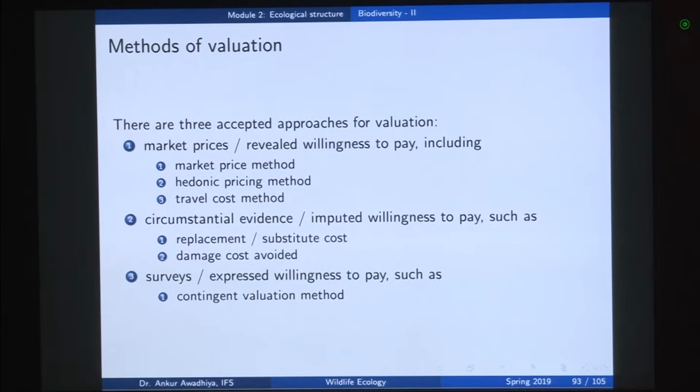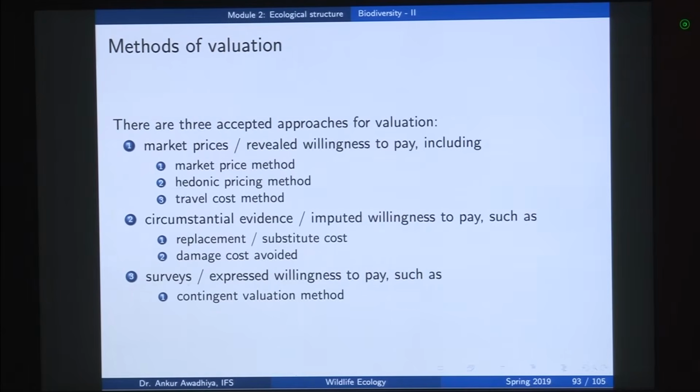So, now we come to the methods of valuation of all of these. There are three accepted approaches for valuation. The first one is called the market price method. In the case of the market price method, we go for the direct use of biodiversity. So, for instance, if there is a forest that is there in Balaghat and we are deriving timber out of it.